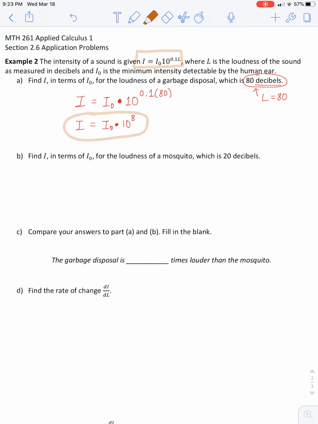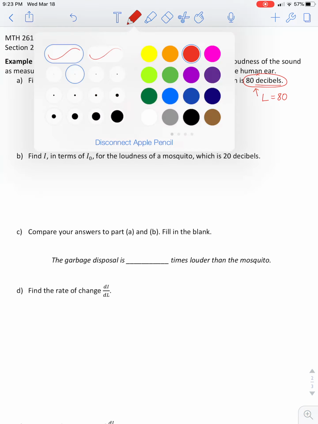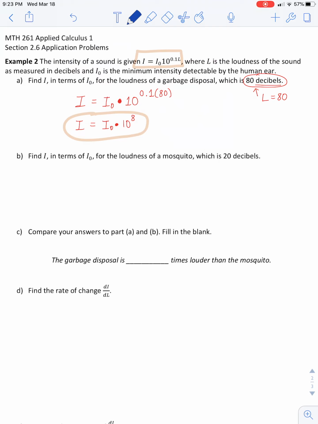That's what they wanted. We found them. That's it. All right, what about the second one? Find I in terms of I naught for the loudness of a mosquito. Oh, a tiny mosquito, pretty quiet, which is 20 decibels. I looked these random things up on Google. But because the example that you're going to get on the whole homework will be something else, you'll see. But pretty quiet mosquito.